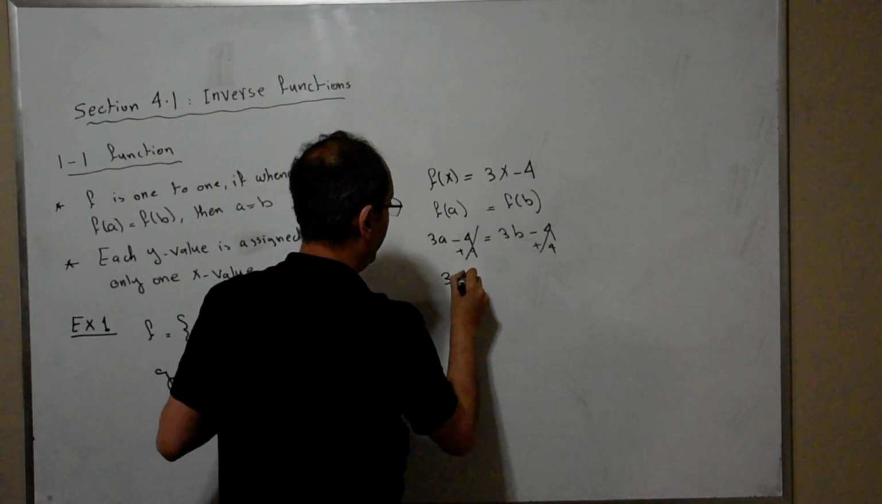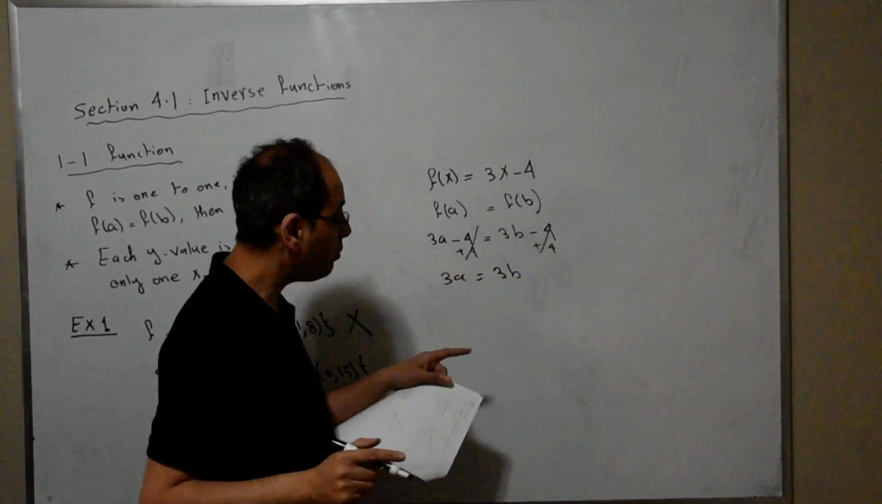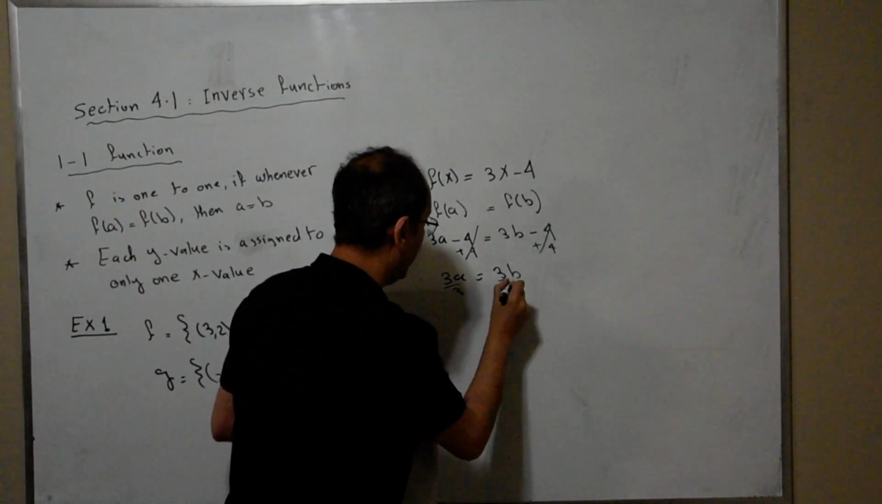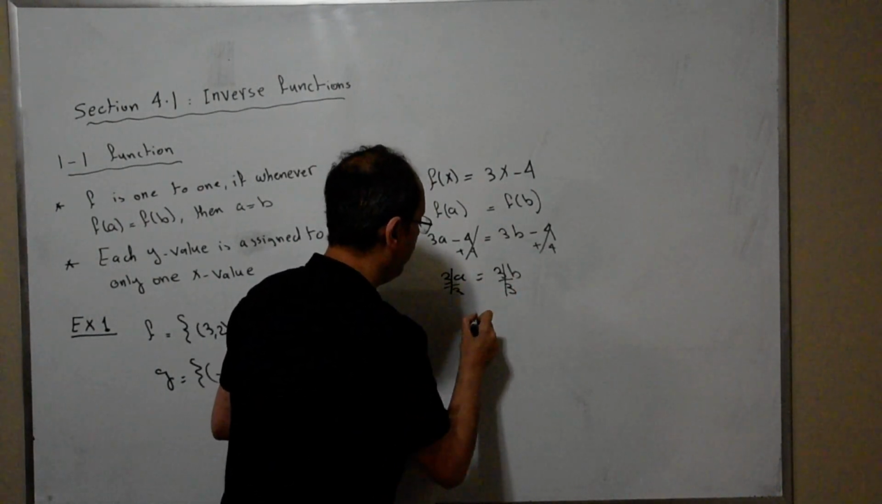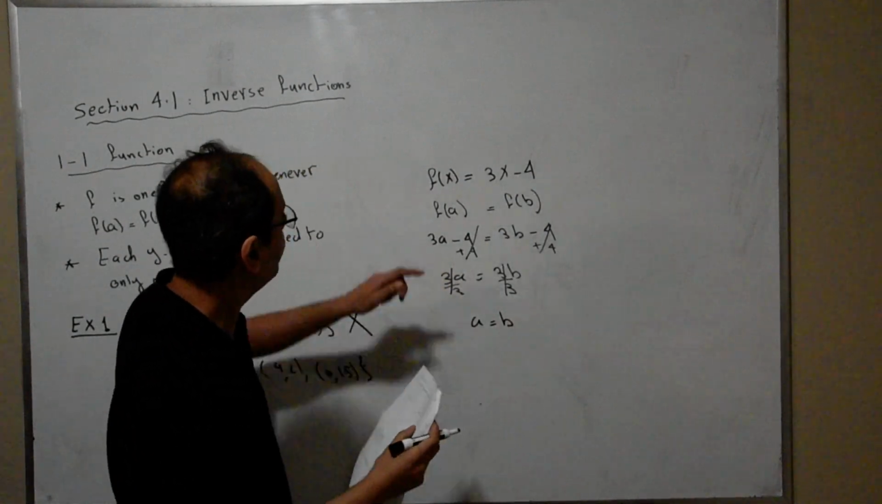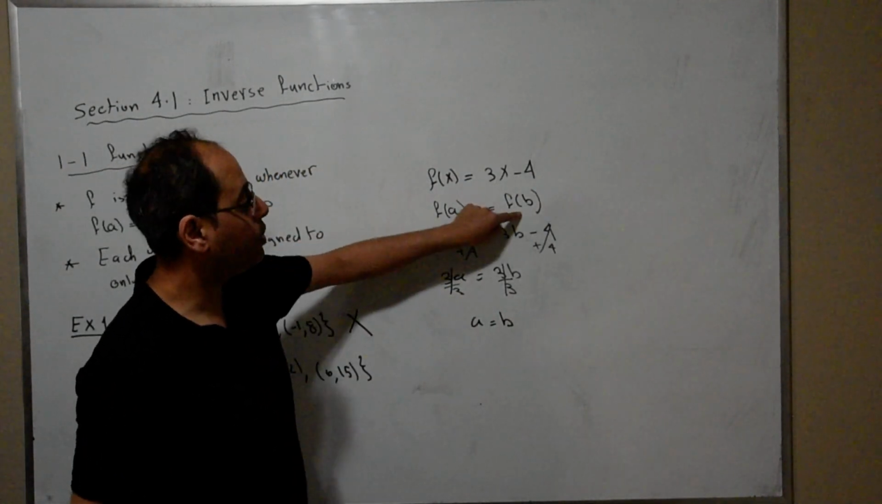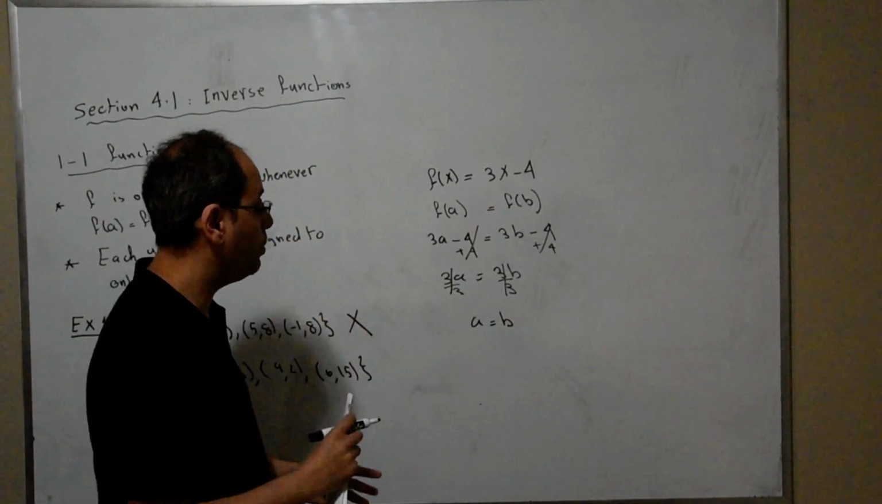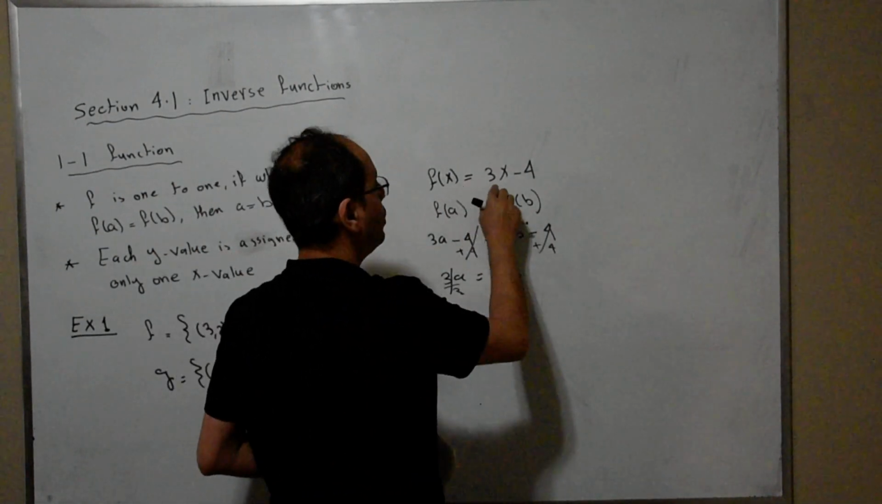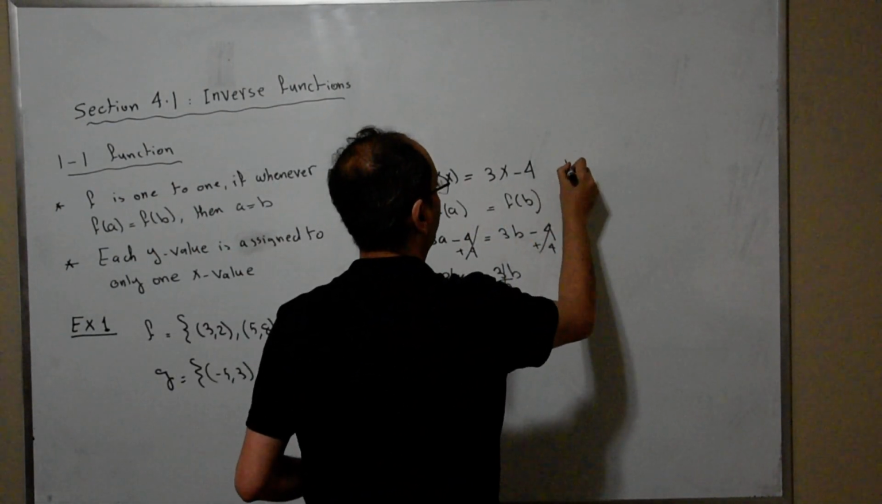So I have 3a equals 3b. And now we divide by 3 both sides. So I have a equals b. Therefore, when f of a equals f of b, then a equals b. Therefore, f of x equals 3x minus 4 is one-to-one.